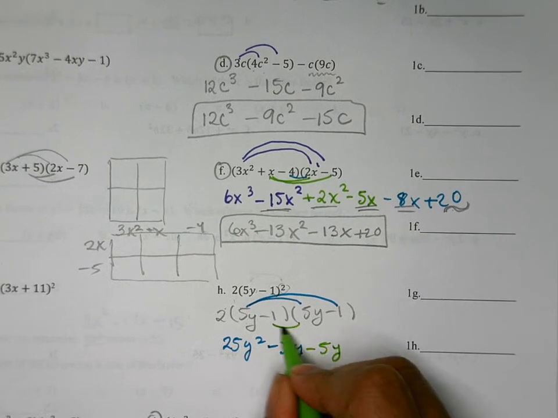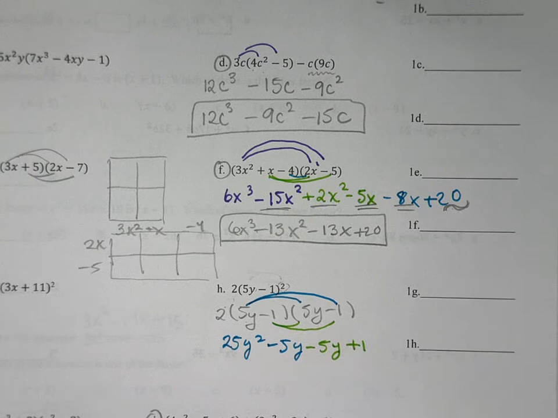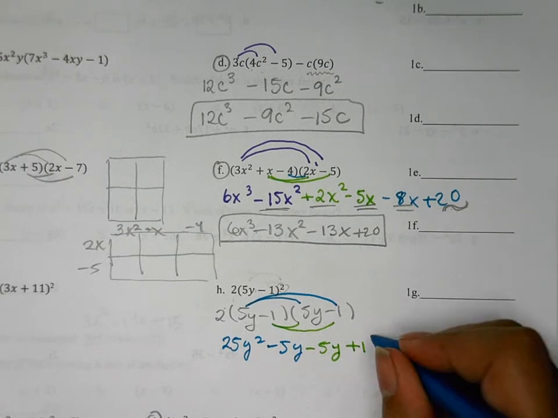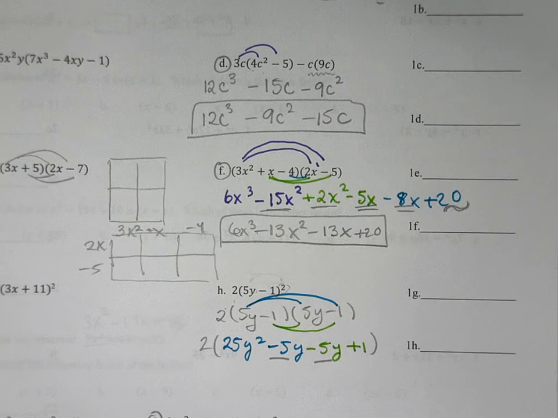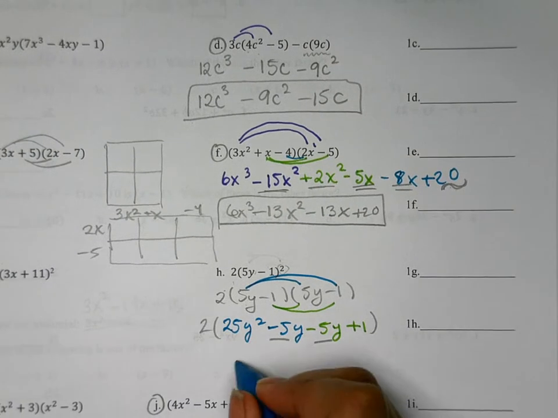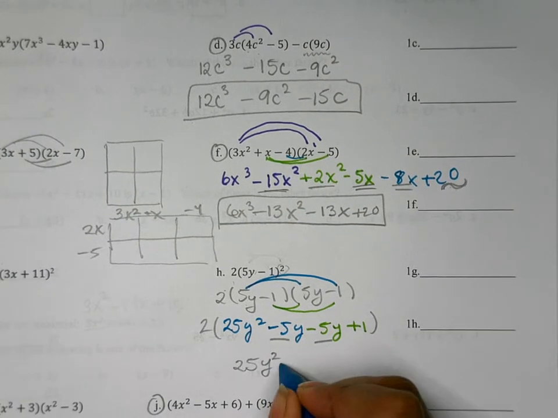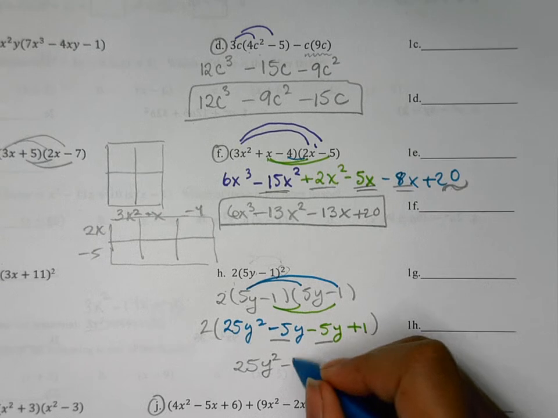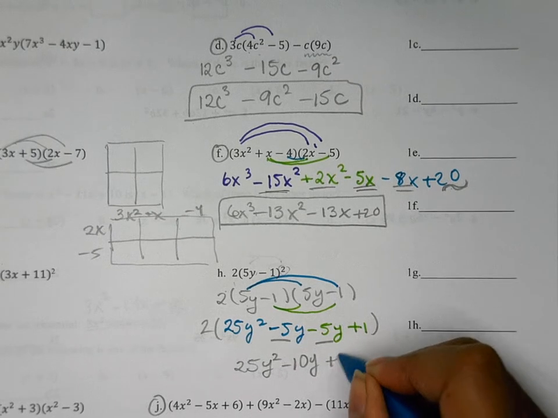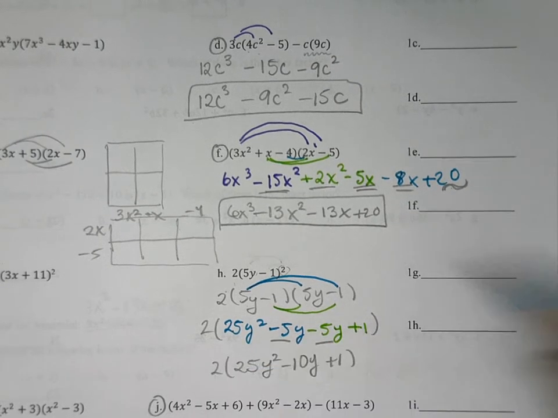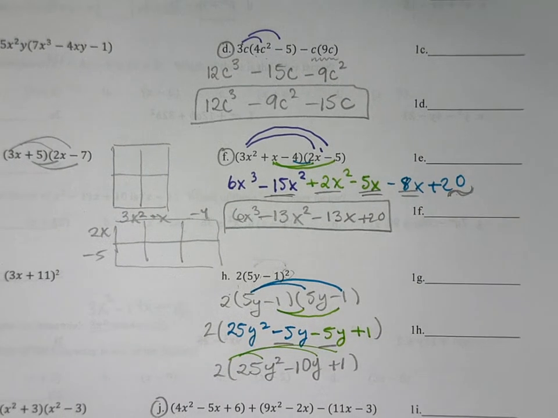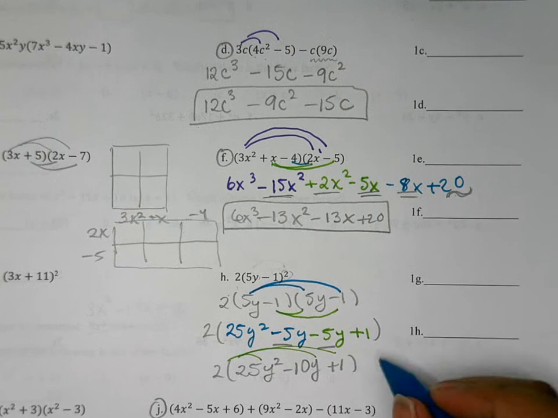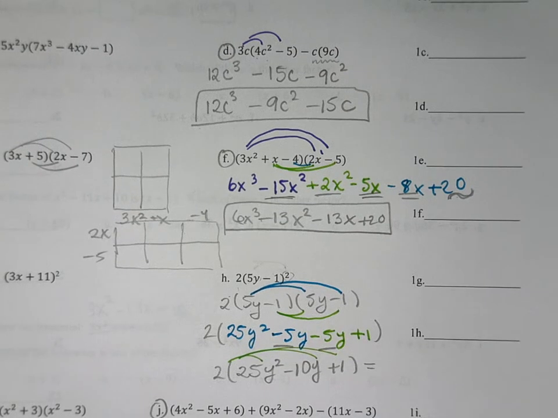You're a step ahead of me though. So minus 5y, and then what does the next piece give me? Minus 5y and plus 1 or minus 1? Okay, and before I distribute the 2, what can I do inside? Combine, and because they have the same exponent, I am allowed to combine. 25y squared minus 10y plus, and then the very last thing is distribute your 2.